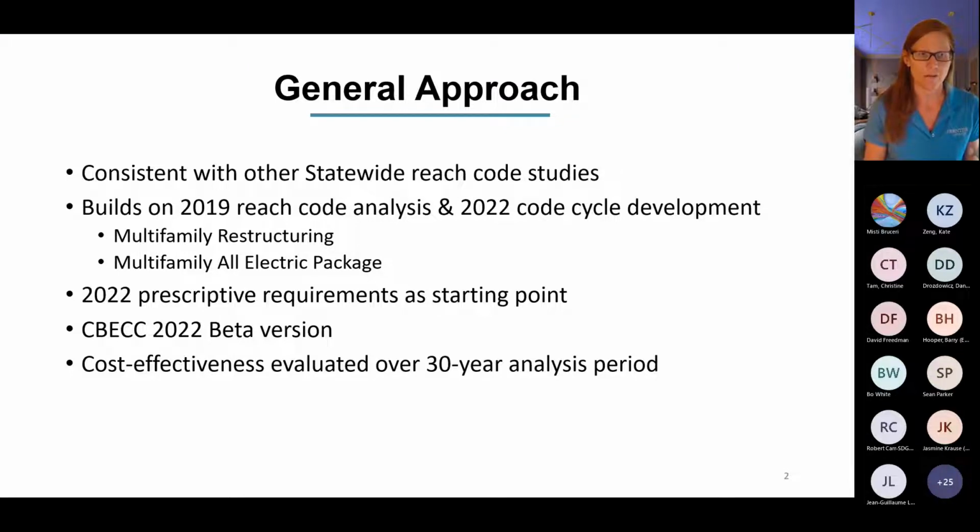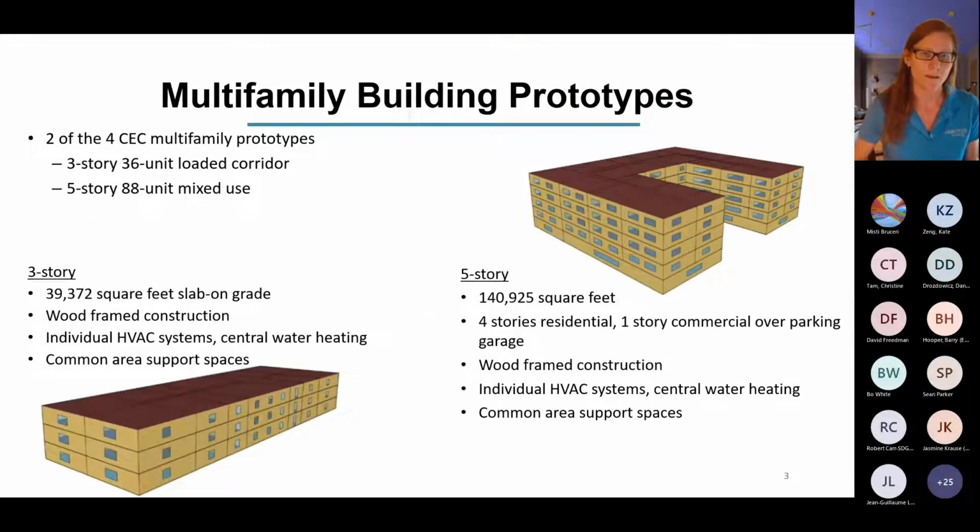We have a new software, which Misty alluded to, CBEC 2022, and we're using a beta version. There has already been a new version updated, and we will be updating the analysis. And similar to all of our residential analyses, the cost effectiveness is evaluated over a 30-year analysis period.